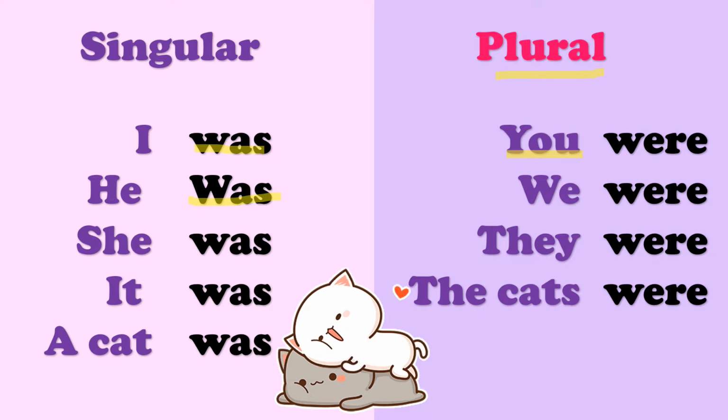You were. We. Kami, they, mereka. The cats. Kucing-kucing itu. Nampak? Bila ada s, maksudnya dia lebih daripada satu. Jadi, kita kena masukkan dia dalam golongan plural. So, you were, we were, they were, the cats were.